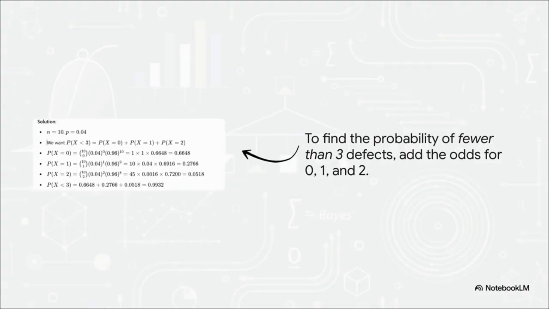But what if the question is a bit broader? Like, what's the probability of finding fewer than 3 defective cans? Well, fewer than 3 means you could have 0 defects, or 1 defect, or 2 defects. So what do we do? We just use our binomial formula 3 separate times. Once for 0, once for 1, and once for 2. And then we just add those 3 probabilities together to get our final answer.